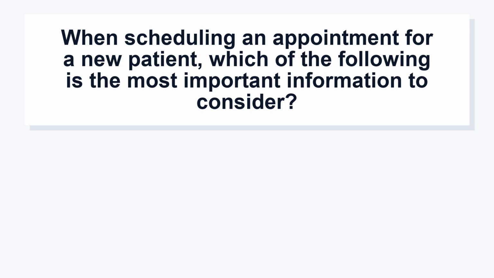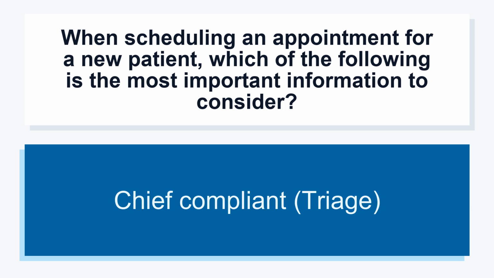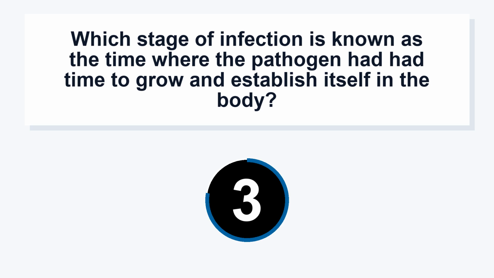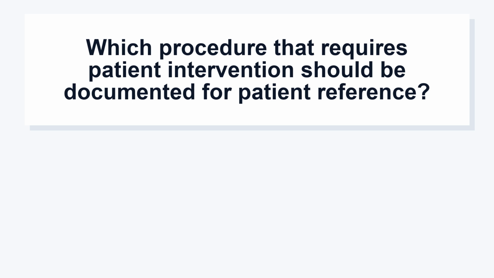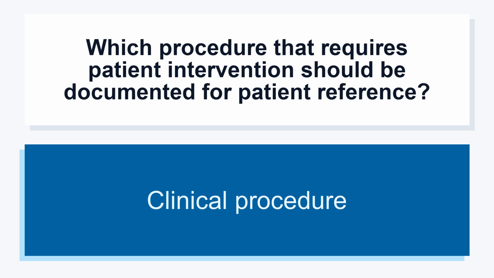When scheduling an appointment for a new patient, which of the following is the most important information to consider? Chief complaint, triage. Which stage of infection is known as the time where the pathogen has had time to grow and establish itself in the body? Incubation. Which procedure that requires patient intervention should be documented for patient reference? Clinical procedure.